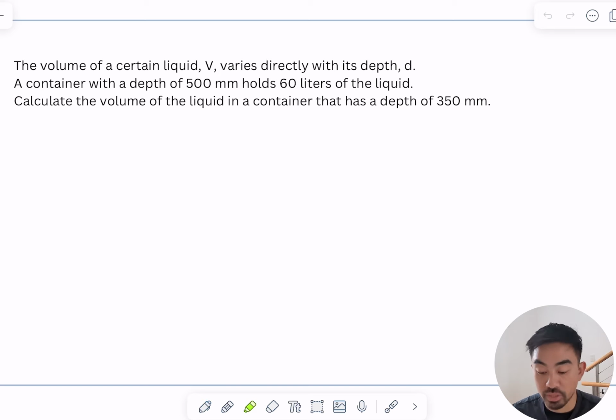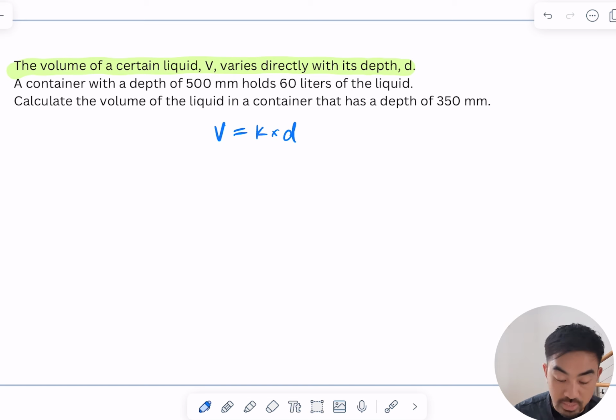First of all, I just want to let you know, whenever we do these questions, it's almost always the same. This first sentence, the volume of a certain liquid V varies directly with the depth, is going to tell us how to write the first part of the variation equation. You write V, the volume, and it's always going to be the first letter, or usually, varies directly with the depth. So V is equal to K something D. And that something is what we call a constant, so you write K times D, or KD if you prefer. So that's step one, and it's almost the same.